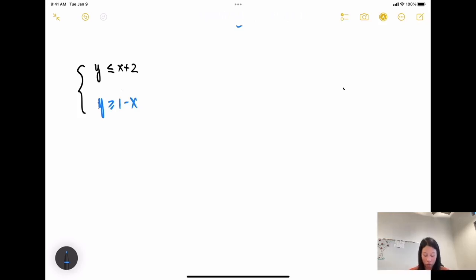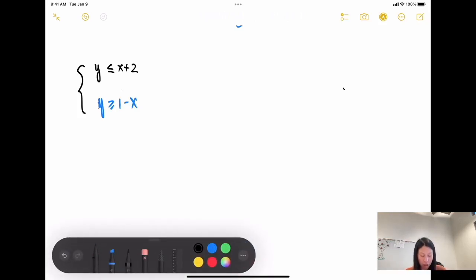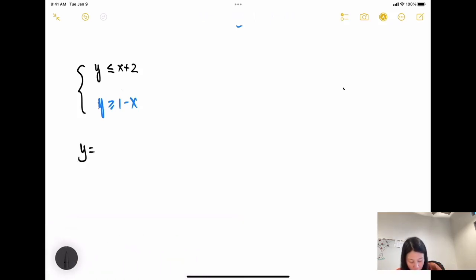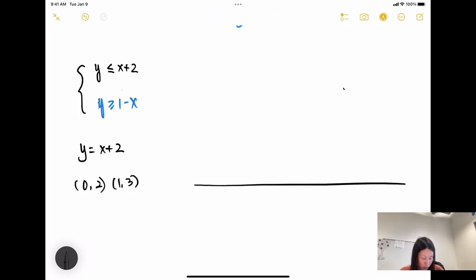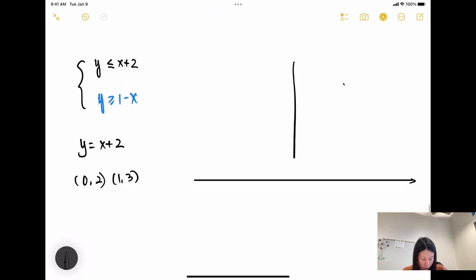Okay, so how do we solve that? For the first one, I need to draw the graph. I write this as y equals x plus 2 first, and pick 2 points: 0, 2 and 1, 3. I put 0, 2 here and 1, 3 here. So I connect these two together.